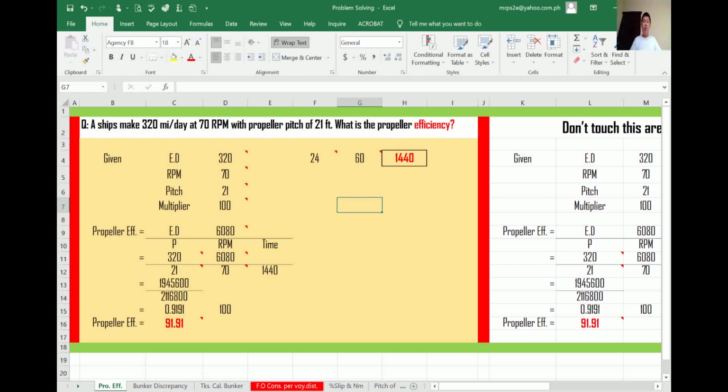So we have here the question. Ship makes 320 miles per day at 70 rpm or revolution per minute with propeller pitch of 21 feet. What is the propeller efficiency?